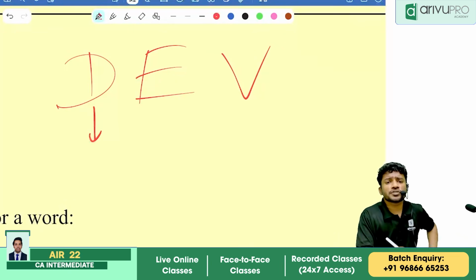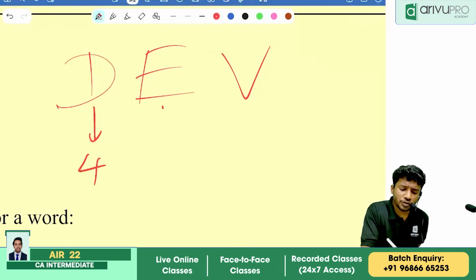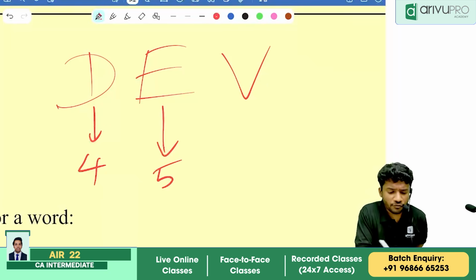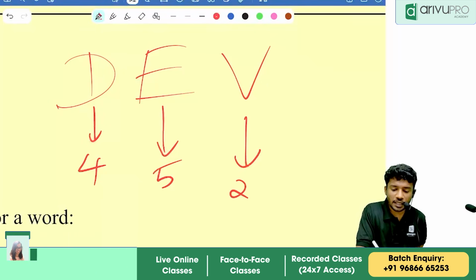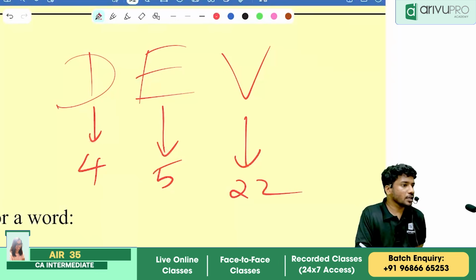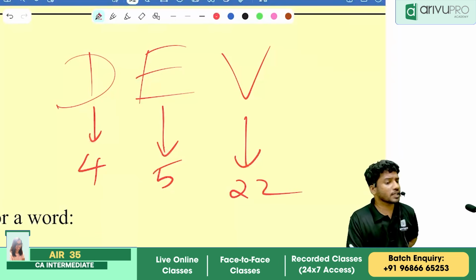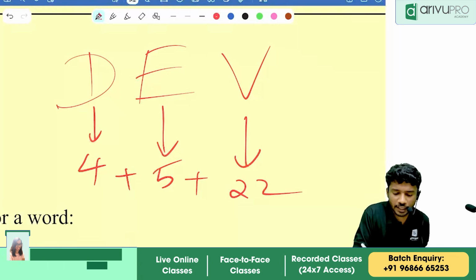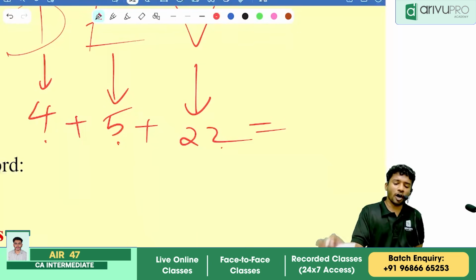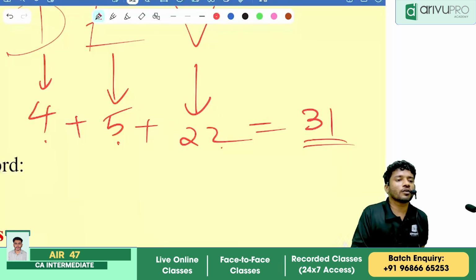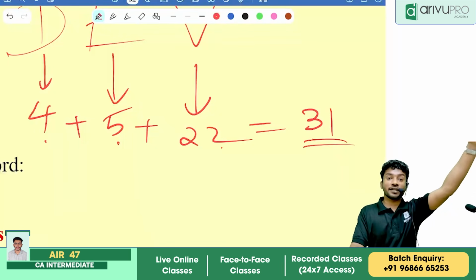D is at which position? 4th position. E is at which position? 5th. V is at which position? TUV. T is at 20th. U is at 21st. V is at which position? 22nd position. So the code will be like this. 4 plus 5 plus 22, which is equal to how much? 31 is the code for Dev. That is one way of writing the code for Dev.